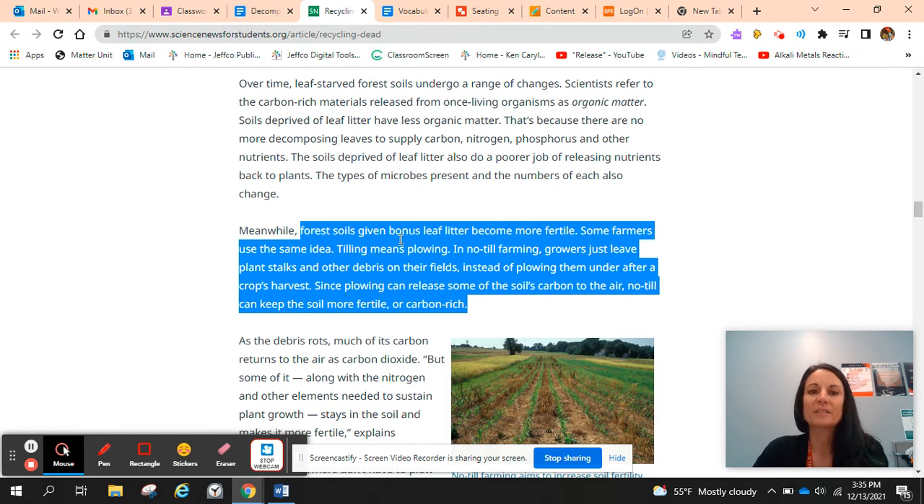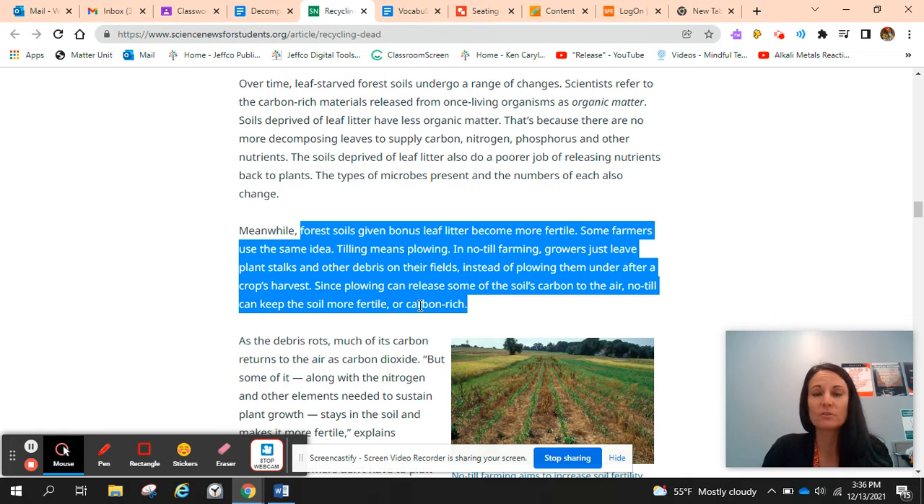And some farmers have picked up on this. So tilling, if you're a farmer, you till the ground, means plowing. And in no-till farming, growers just leave plant stalks and other debris on their fields instead of plowing them after a crop's harvest. Since plowing can release some of the soil's carbon into the air, the no-till can keep the soil more fertile.